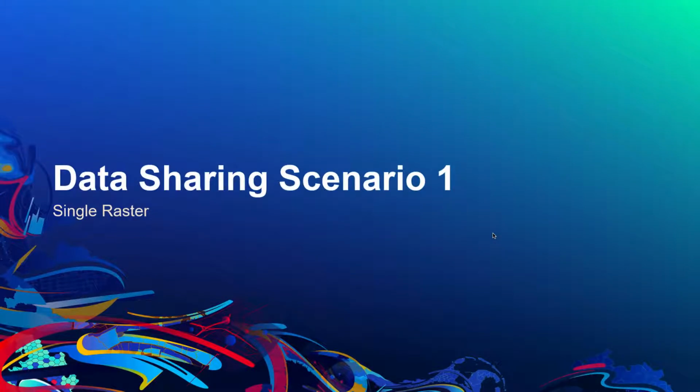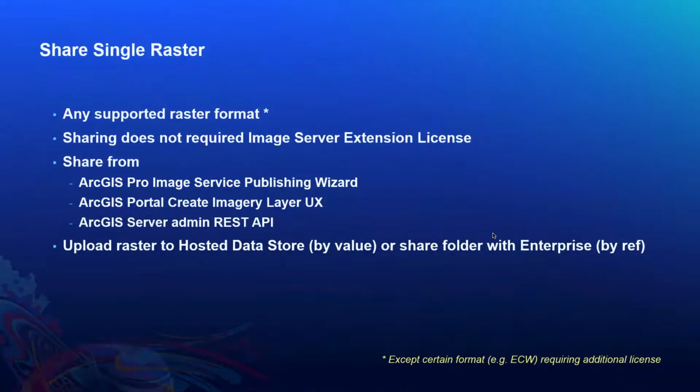Now, what we are going to start talking about is a simple data sharing scenario to publish one single raster dataset as an image service, and how you can use Python to achieve that. Publishing a single raster dataset as an image service is straightforward. We support any raster format that is supported through ArcGIS Imagery platforms. If your image format can be read by ArcGIS Pro, it can be published as an image service.